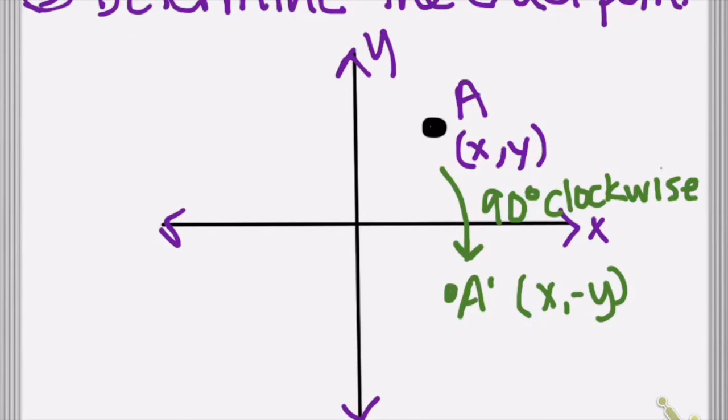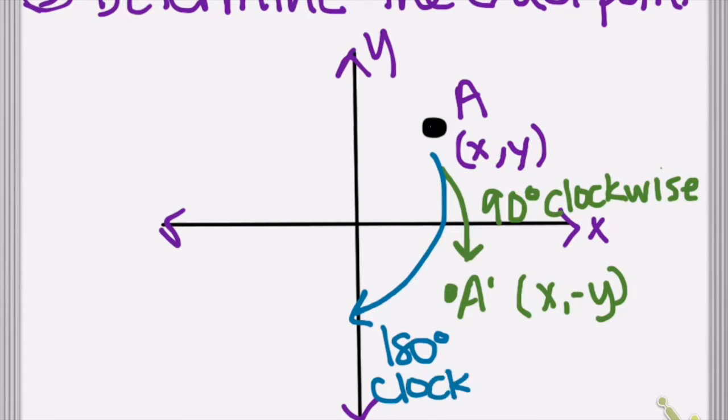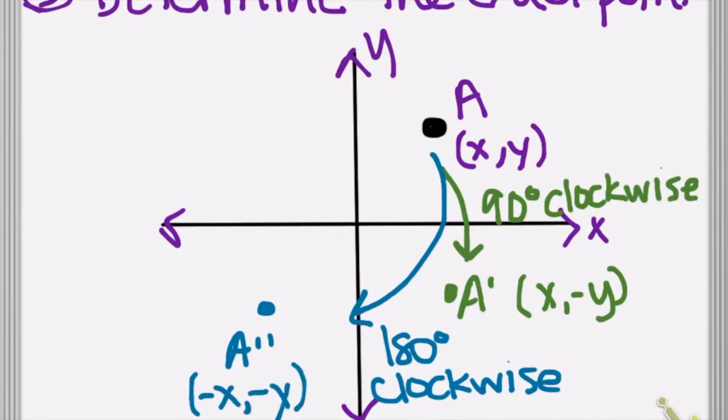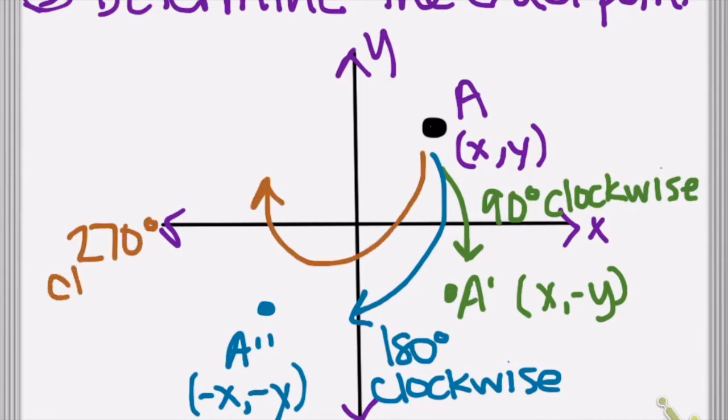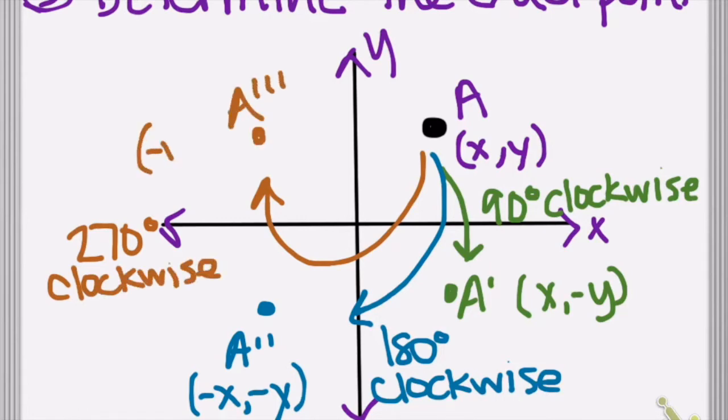If we rotate point A 180 degrees, and this says clockwise, but it would be the same for counterclockwise, you would get A double prime located at negative X, negative Y. If we rotate it 270 degrees clockwise, we would get A triple prime located at negative X, positive Y.